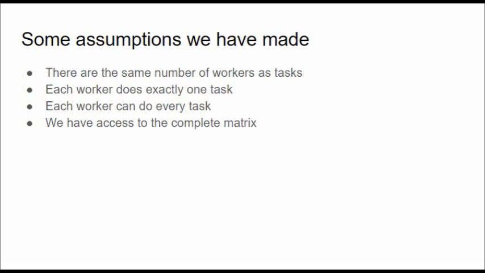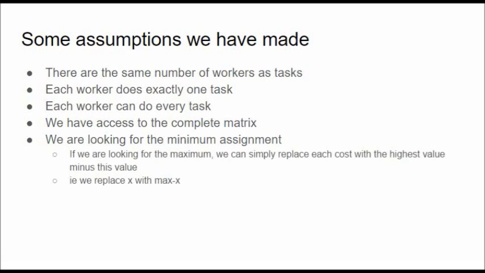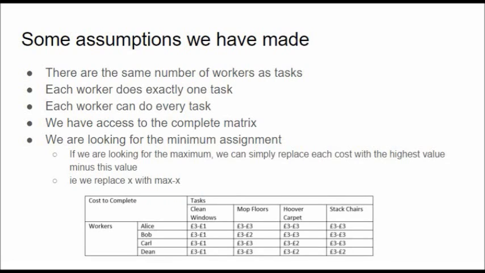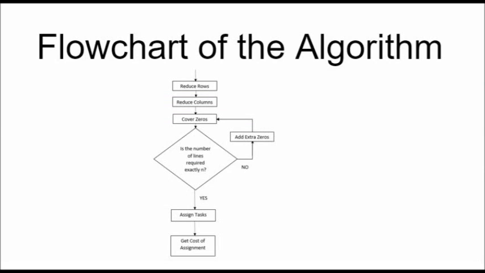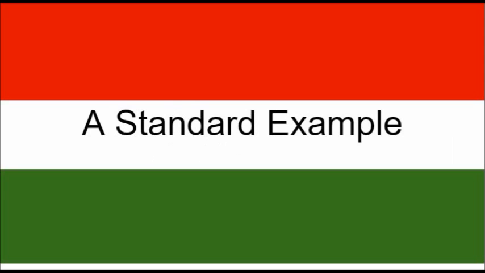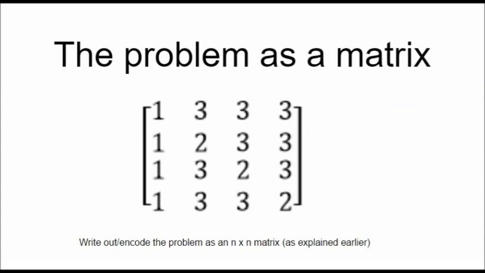And we have access to the complete matrix. We're looking for the minimum, not the maximum assignment. But again, there is a fix for this if we want to find the maximum assignment. So here we have the algorithm itself. And here is a flowchart of the algorithm, showing a high-level description. And to demonstrate how it works, we will work through a standard example.